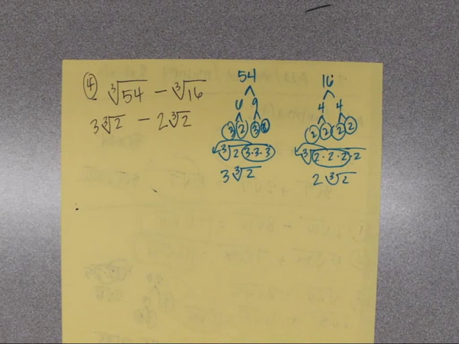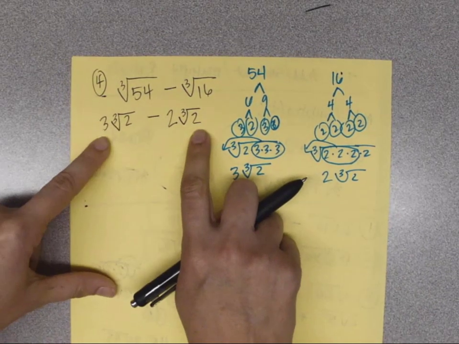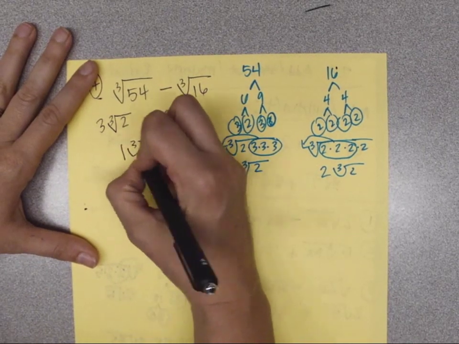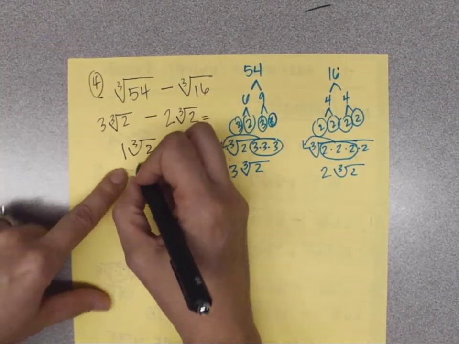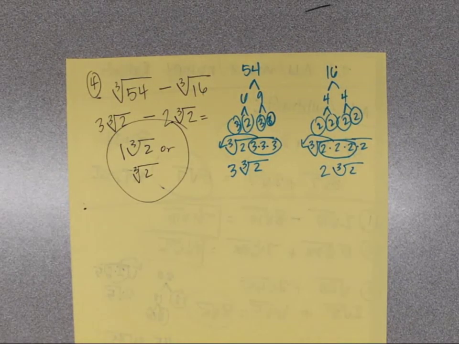Now this is a problem that we can do because the roots are the same, cube root of 2, cube root of 2. I have 3 of them, I'm taking away 2, so that leaves me with 1 times the cube root of 2, or you don't have to put the 1. You can just write it as the cube root of 2. Whichever one you want to. It doesn't matter, same exact thing.